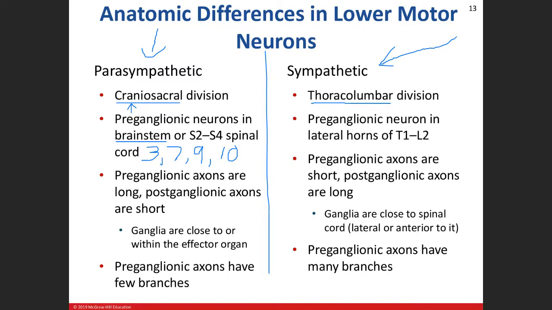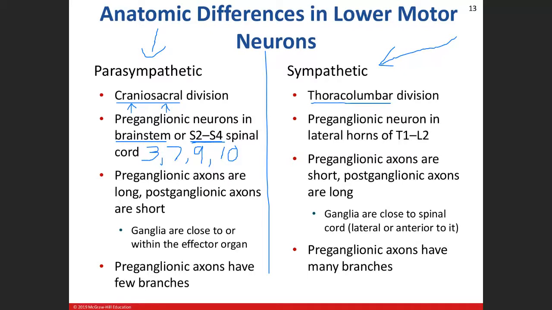Okay? The sacral division comes from S2 through 4. The preganglionic neurons that come off of the S2 through 4 spinal nerves make up the sacral division. Does that make sense? Now you can see why we call it the cranial sacral division. Those 4 cranial nerves, 3, 7, 9, and 10, make up the cranial division, and then S2 through S4 of the spinal nerves makes up the sacral division.